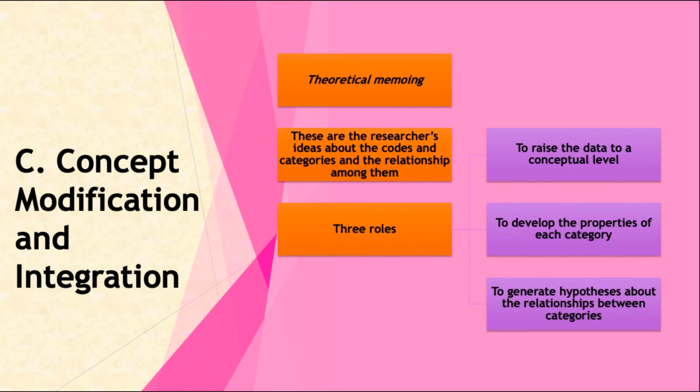So theoretical memo is where the researcher's ideas about the codes and categories and the relationships among them are recorded. So now you will put what the domain or the codes are, what the categories developed from the codes are, and what the relationship between these categories is. That will explain it. So you have 3 rules here.